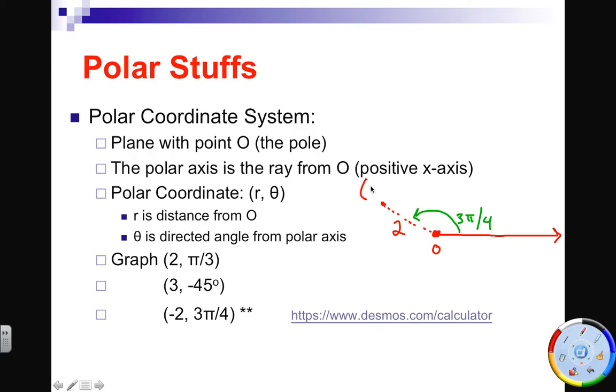This particular point is the point 2 comma 3 pi fourths. But that's not what I wanted. I wanted negative 2 comma 3 pi fourths. And this is where people get a little messed up. A negative radius means that instead of going in the normal direction, you go in the opposite direction.